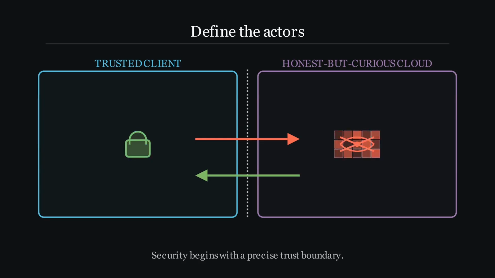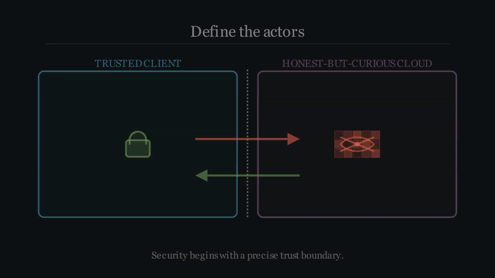This separation is stronger than simply calling one machine secure and another machine insecure. It assigns a specific capability to each object. The client may encrypt and decrypt. The server may evaluate the approved circuit. Only the client may reveal the answer. A clear trust boundary is therefore the starting point for both the cryptographic design and the deployment architecture.